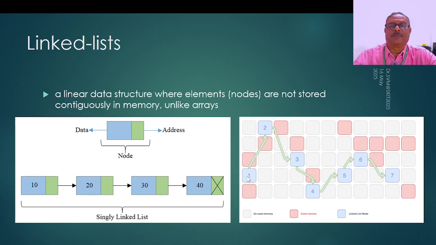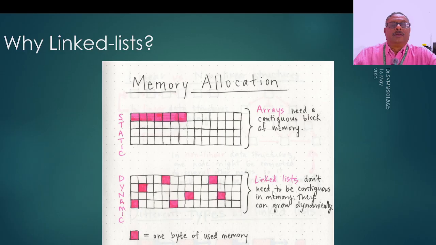So we can start from the head and go through all these paths and trace all the nodes. The advantage of this is we don't need seven locations in one place contiguously. We can use places wherever available, and if we can use seven such places, we can store the seven elements. So this is another way of representation.